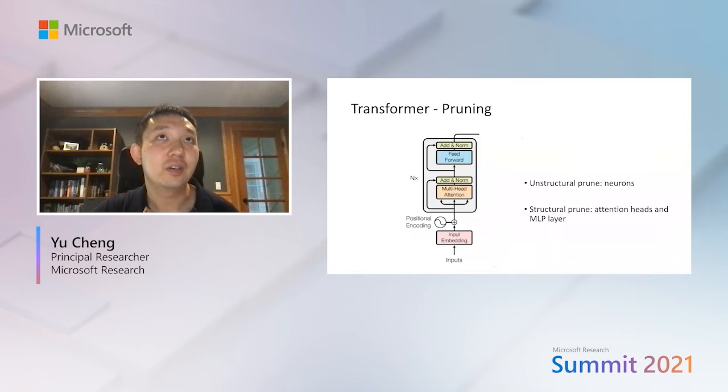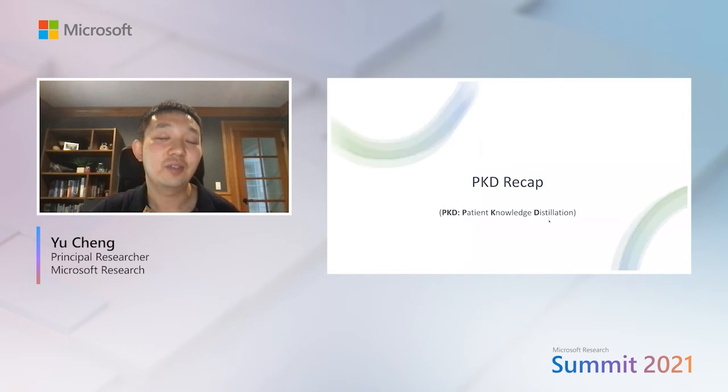Another technique we use is called pruning. For transformers, we have two types of pruning. The first is what you do for CNNs or LSTMs, called unstructured pruning, which prunes individual neurons in transformers. Another is called structural pruning. This is special for transformers. We reduce the number of attention heads and the dimension of the MLP layers, also some FFN layers in transformers, which reduces the transformer structurally.